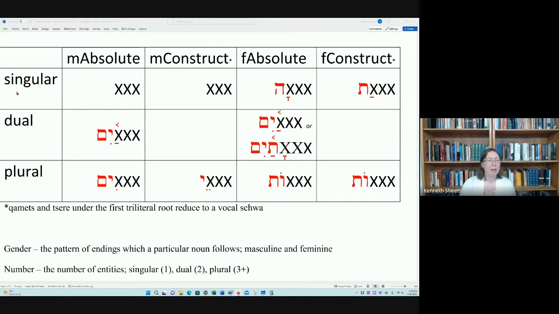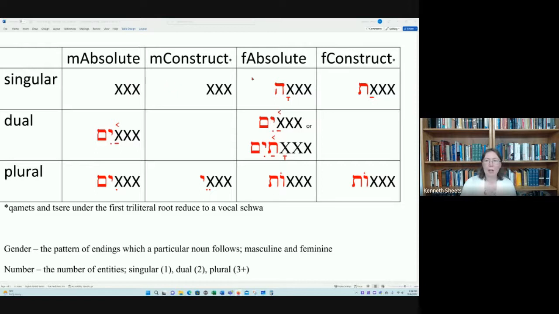label feminine. And then we also have number: singular, dual, and plural, where singular refers to one, dual, two, and plural, three or more. Then we also have what we call the two different states, absolute and construct. Absolute just means that the noun is not being modified by another noun. Construct means that the noun is, in fact, being modified by another noun.